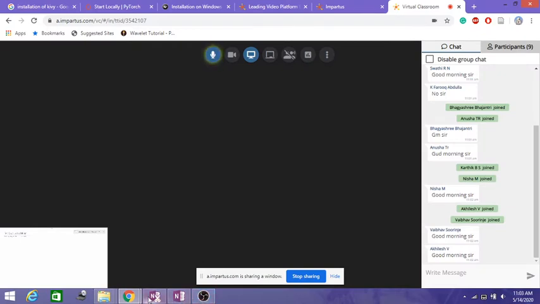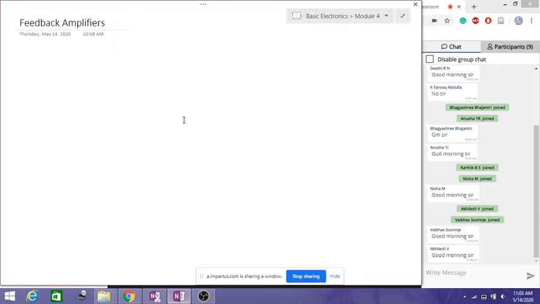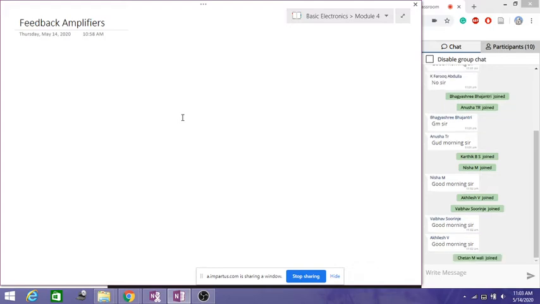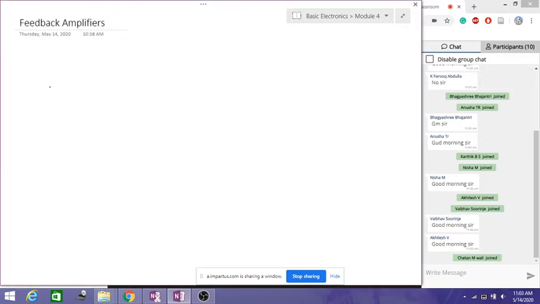Before starting the feedback amplifier, let us revise the previous tutorial. In the previous tutorial we talked about transistor amplifiers, transistor amplification, and solved a few examples. We also discussed how the transistor can be used as a switch, and solved a few related examples. Now quickly we have two examples related to transistor switching. We will talk about that and then jump on to the feedback amplifiers.